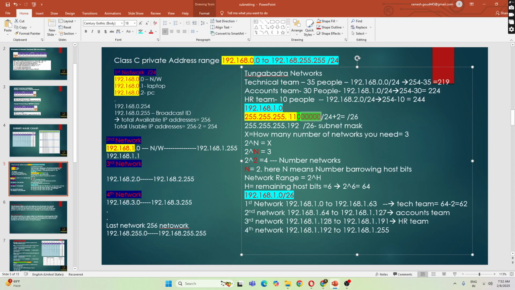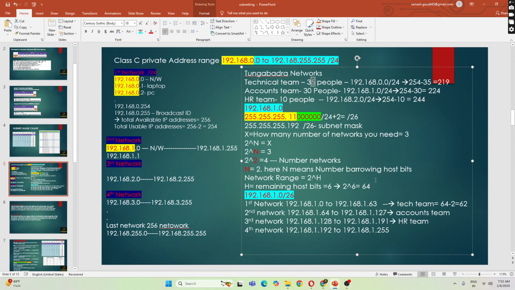Remaining host bits: 2 to the power of 5, right? How many host bits are there? 2 to the power of 5. So what is the value of 2 to the power of 5? It is 32. So how many usable IP addresses in the 32? Only 30, right? But I need 35. So it is not feasible to reduce the network size.